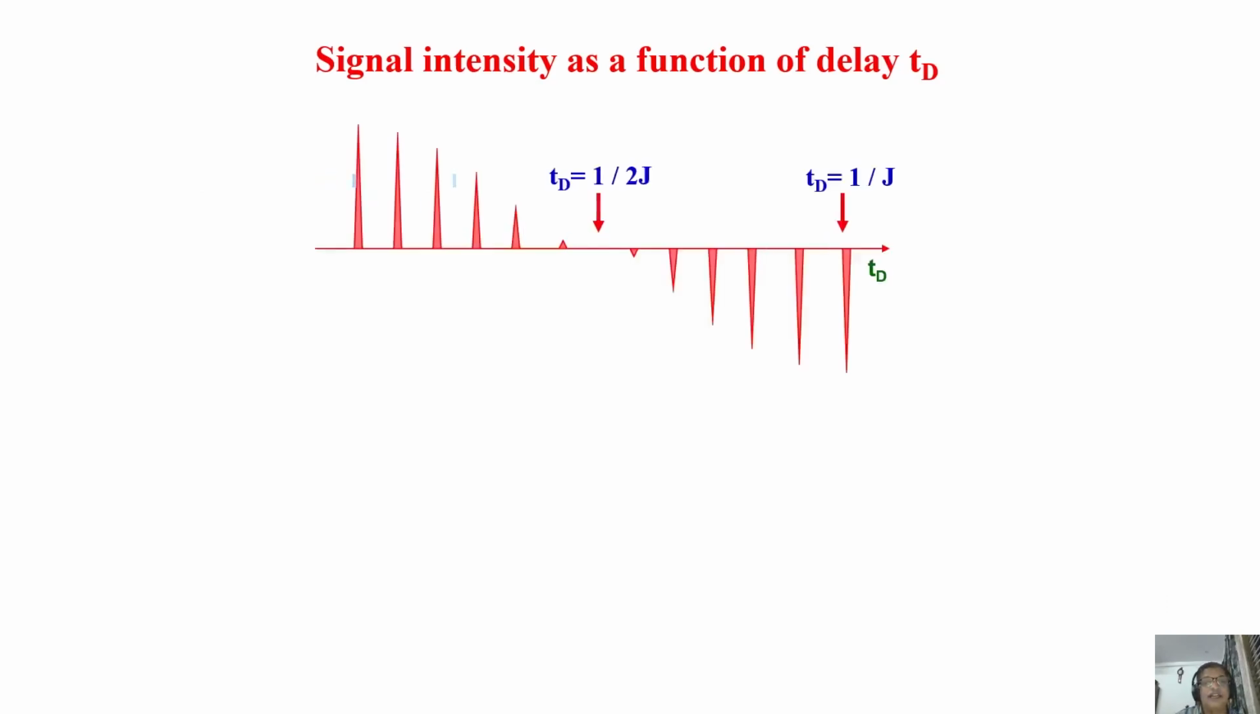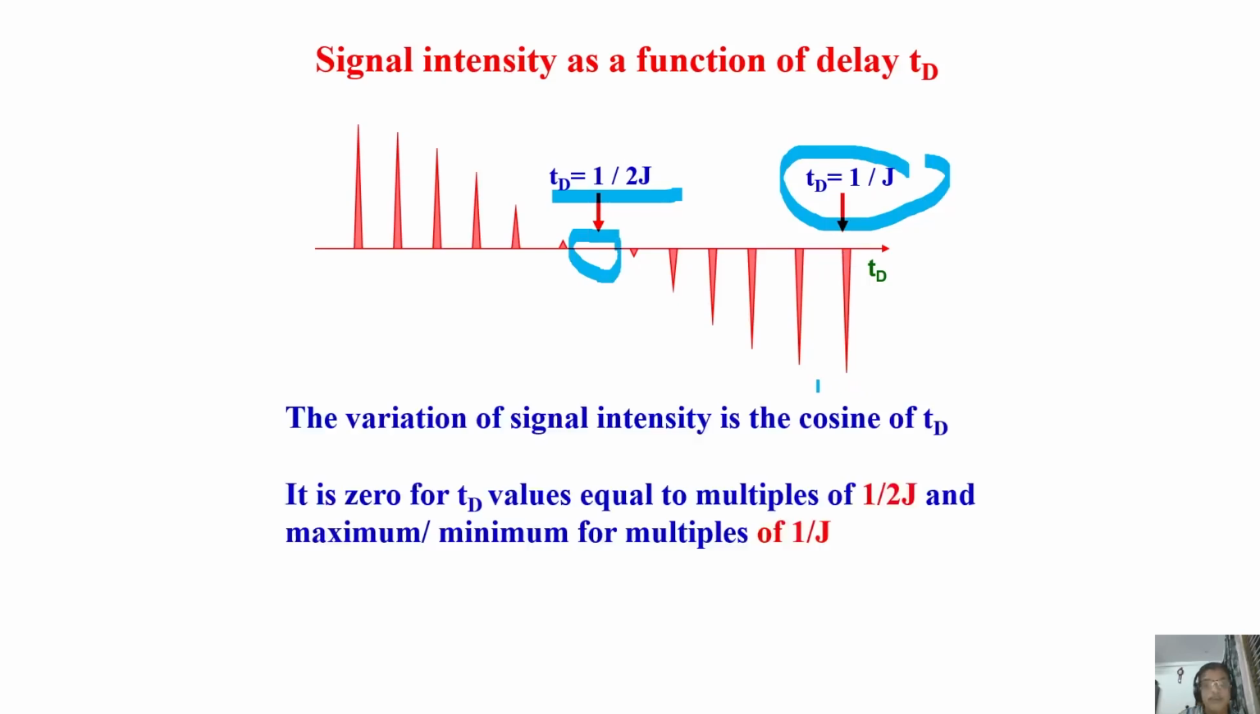Now let us see the signal intensity as a function of time. See, when you measure the signal intensity as a function of time, when the time delay is exactly equal to 1 over 2J, signal intensity is 0. When it is exactly 1 over J, the signal intensity is negative maximum. What does it mean? The variation of signal intensity is following a cosine function. It starts with the maximum, comes here to 0, negative, and then goes on. It is an oscillatory function, it follows a cosine function.